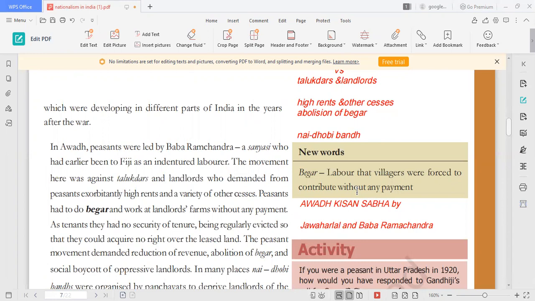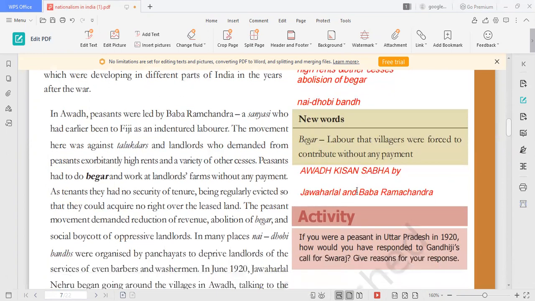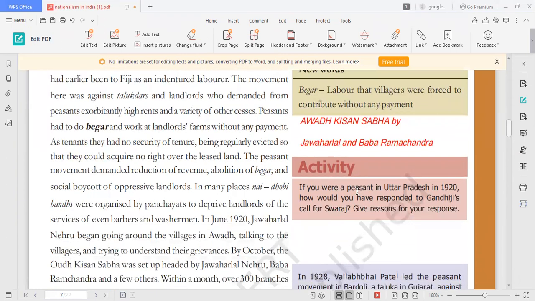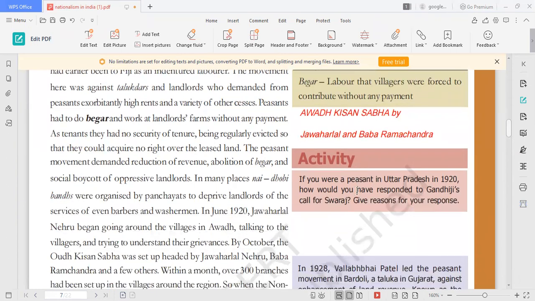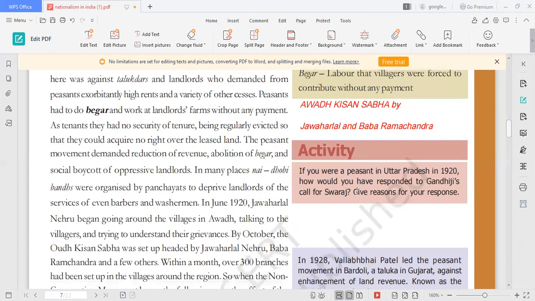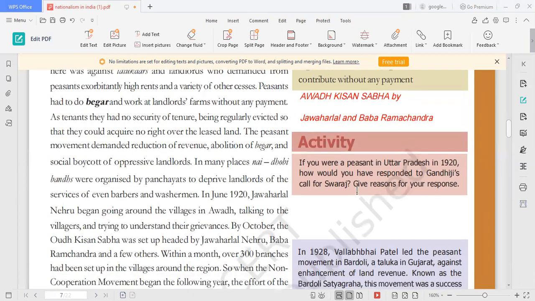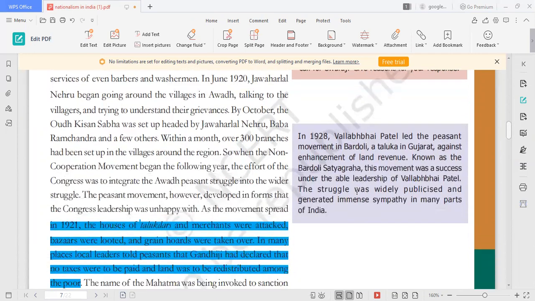Jawaharlal Nehru visited Awadh and he spoke with the people. He tried to understand the problems of the people. And with the help of Baba Ramachandra, he established Awadh Kisan Sabha. Kisan means peasants. Sabha is association. So he set up a peasants association in the place called Awadh, which is known as Awadh Kisan Sabha, in the countryside.